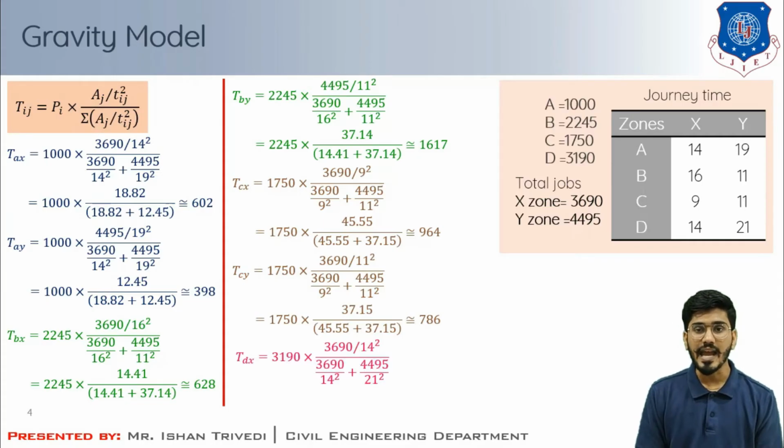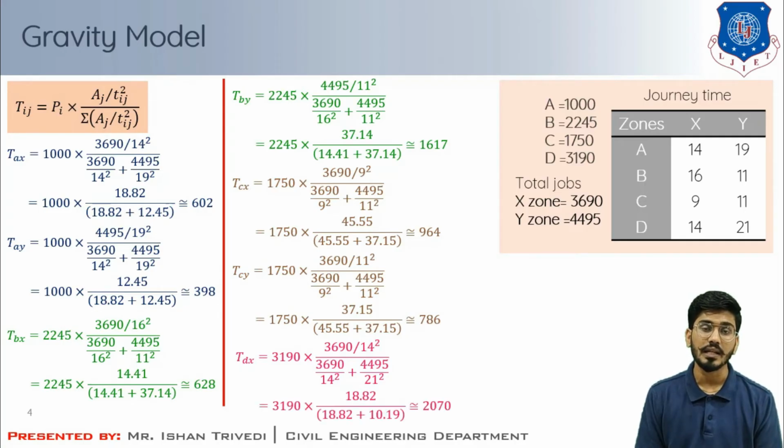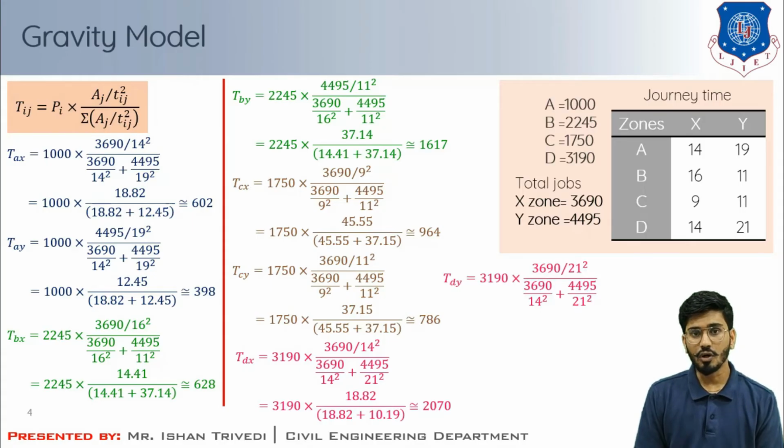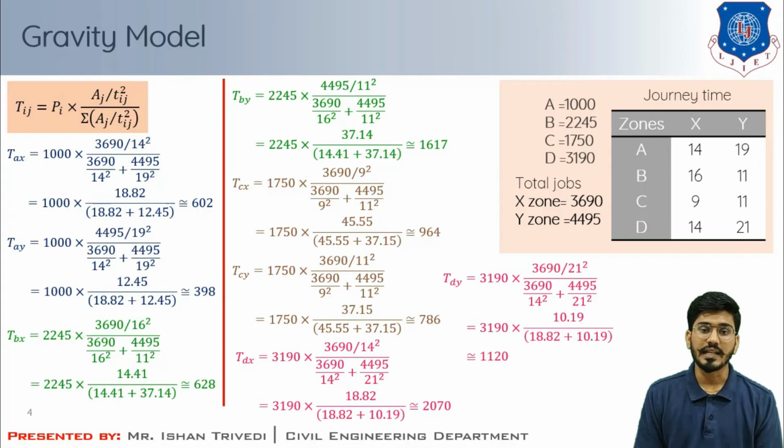For CDX, we have the total trip production, that is 3190, and the journey time from D to X is 14, and from D to Y we have 21 minutes. So by putting these in, we have the answer, that is 2070, and for DY we have the answer, that is 1120.